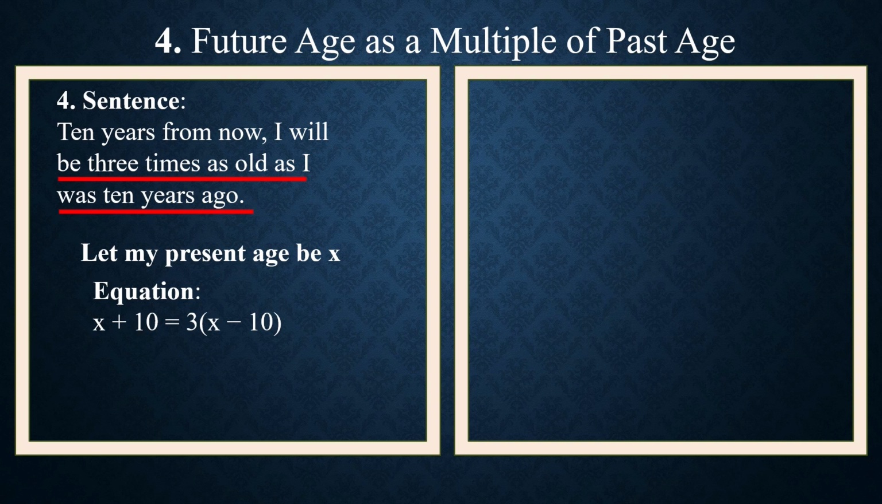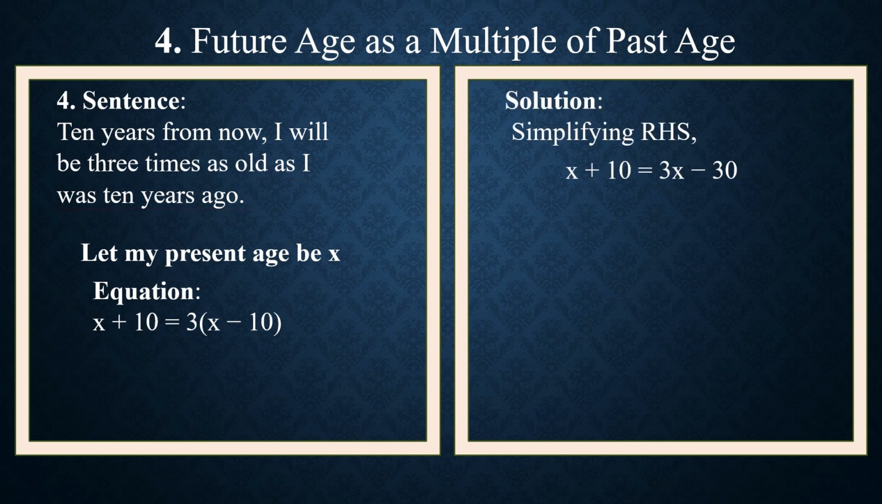Now you have to solve this equation. So for that, first simplify the right hand side and you get x plus 10 is equal to 3x minus 30. I'll just change the sides. So 3x minus 30 is equal to x plus 10 to avoid negative sign. Please remember, variables we keep on the left hand side and constants on the right hand side.